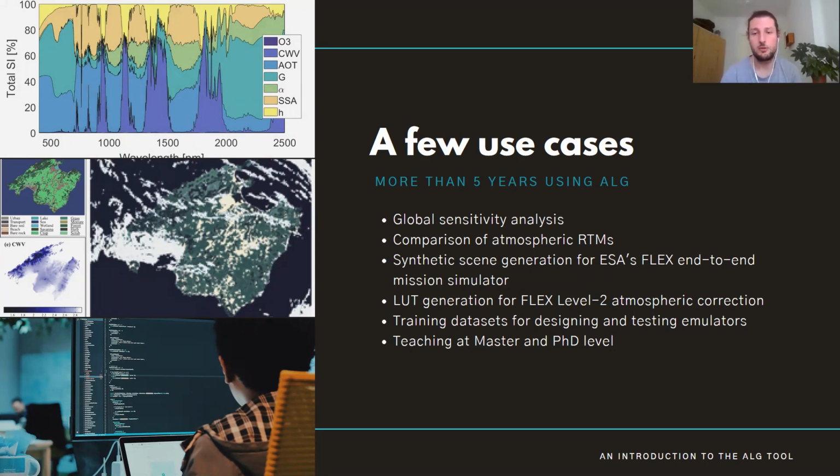We have also been using this toolbox to compare different simulations from different atmospheric radiative transfer models. An application that we have extensively used is to use the lookup tables generated by the tool to create synthetic scenes for the ESA FLEX end-to-end mission simulator. This is the middle image that you can see, for instance. We have also been using these lookup tables to do the atmospheric correction within the FLEX level 2 processing chain.